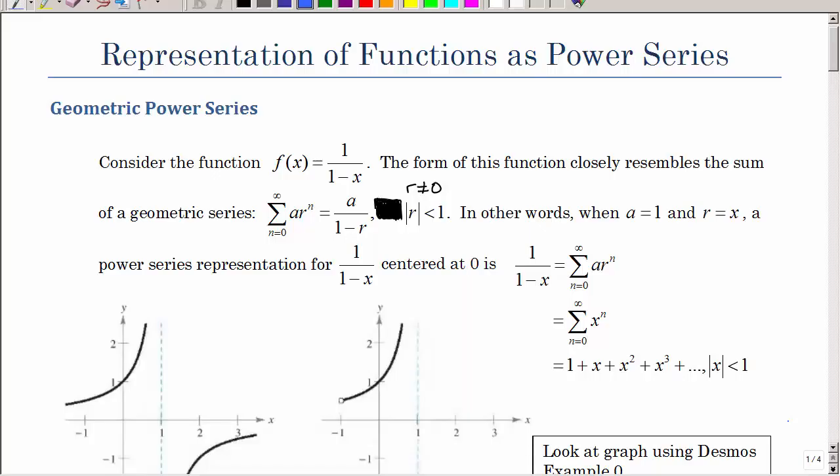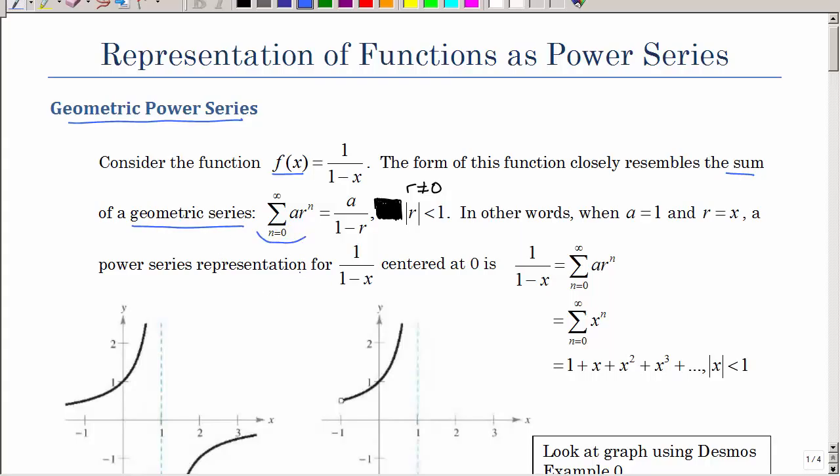We're going to look to see how we can represent functions as power series. Let's look at the geometric power series. If we have a function f of x defined as 1 over 1 minus x, let's look at that function. Hopefully you can see that it closely resembles the sum of our geometric series.